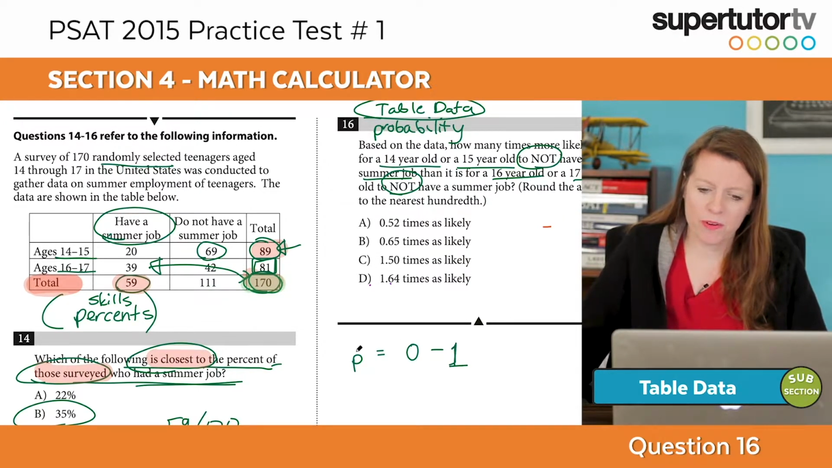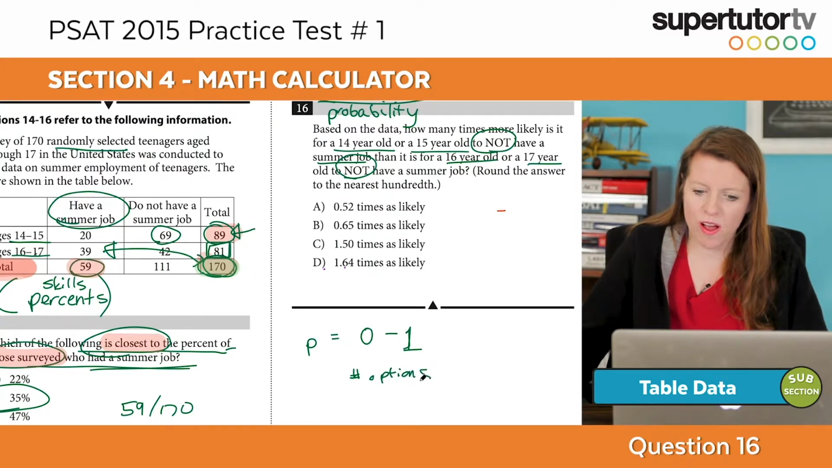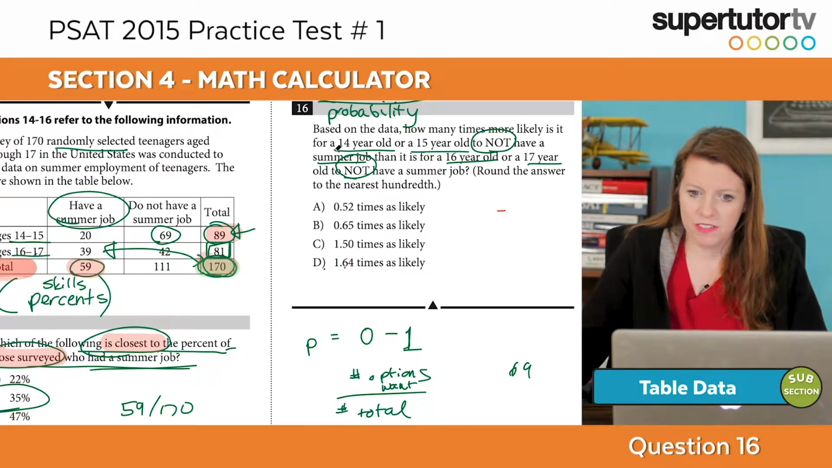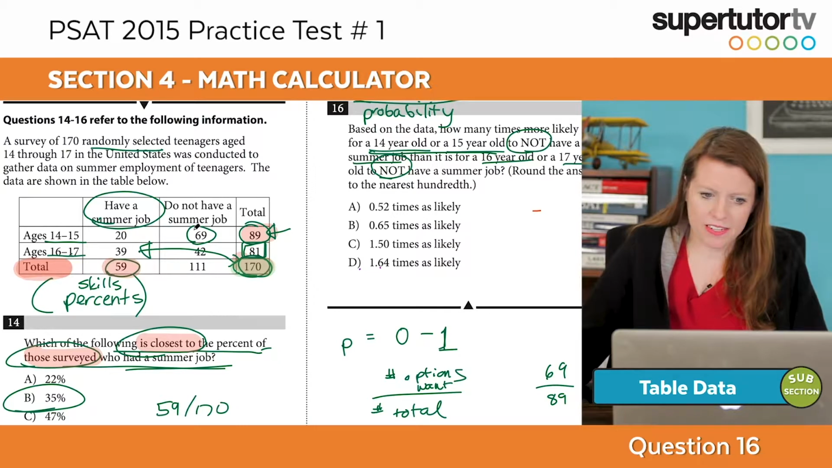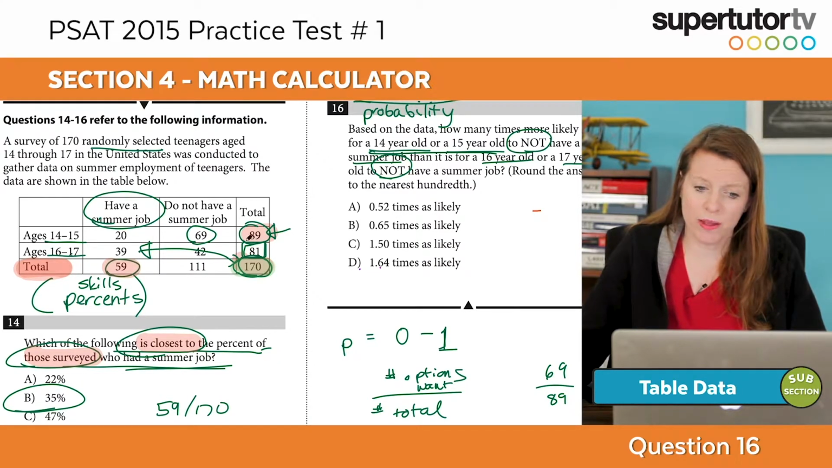Probability is always a number between 0 and 1 that takes the number of options that give you what you want over the total number of options. Okay? So the options that give me what I want are 69, right? And my total, for a 14 to not have a summer job, the probability that a 14 or 15-year-old does not have a summer job is 69 out of 89. Now again, I have to get my top number right and my bottom number right. The top is 69 because that's the number of 14 to 15-year-olds that don't have a summer job. The total number of 14 to 15-year-olds, if I know that that's their age category, is 89. So this is my probability for that.